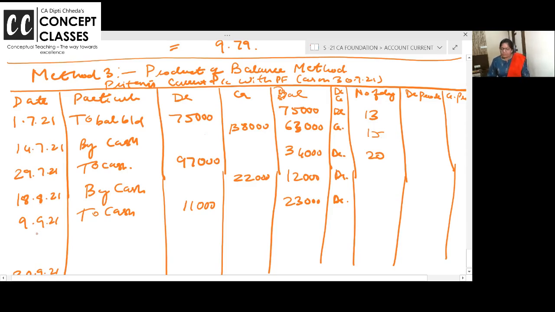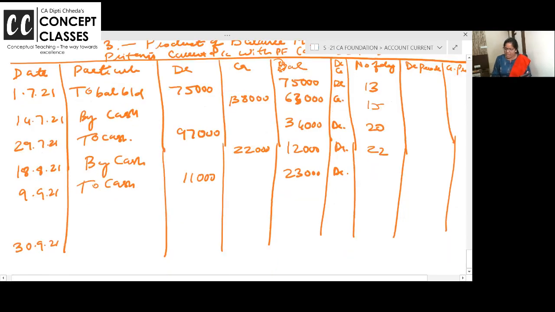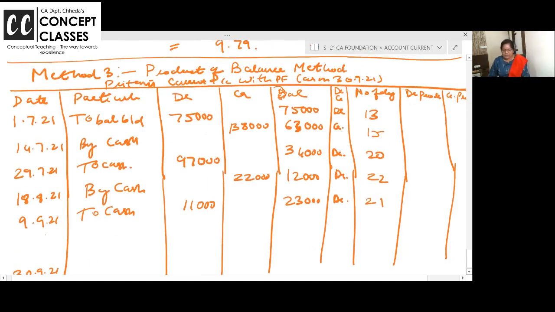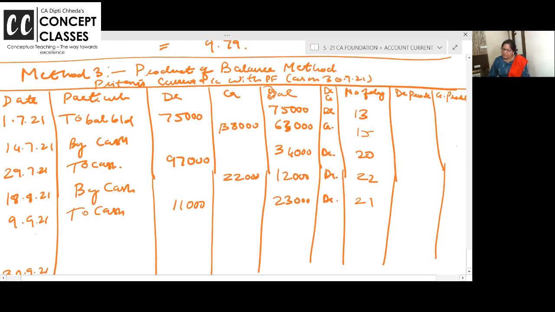Now 18th August to 9th September. Leave out 18, so 31 minus 18 in the calculator. How many days are there in August? 31 minus 18, 13 days of August, and September's 9 days, so 22. And now the last transaction, 30th September from 9 September: 21 days. Clear to all of you?